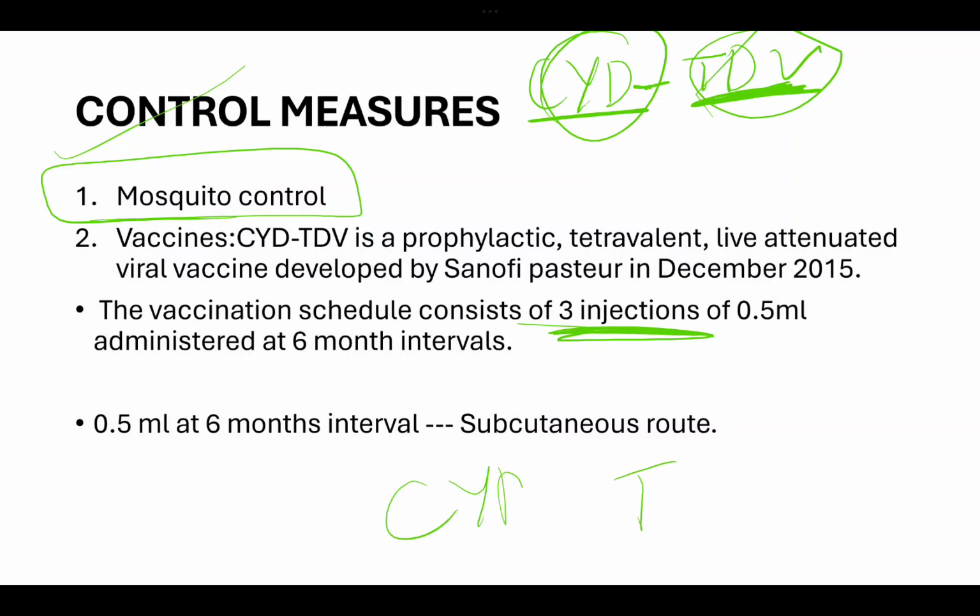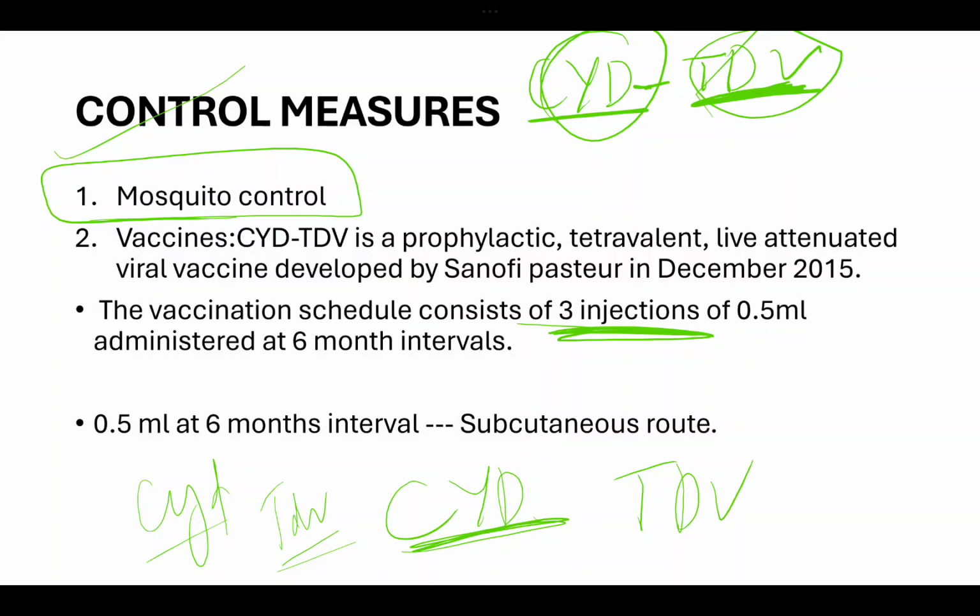The CYD-TDV vaccine consists of 3 injections, 0.5 ml each, administered at a 6 month interval. The indication from the first license is for the prevention of dengue illness caused by virus serotypes 1, 2, 3, and 4 in individuals aged 9 to 45 years and 9 to 60 years of age, depending upon the license, living in dengue endemic areas. The lower age limit for the vaccine is 9 years of age.